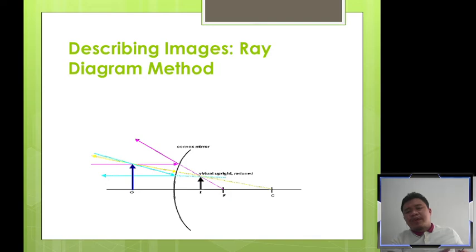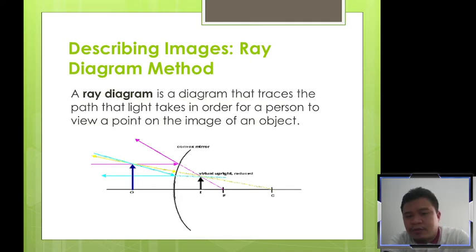Now, in describing images, you usually use the ray diagram method. So what is the ray diagram method? Well, it's a very convenient process wherein we can approximately predict or describe the image characteristics that are formed in spherical mirrors. It's a diagram that traces the path that light takes in order for a person to view a point on the image of an object.